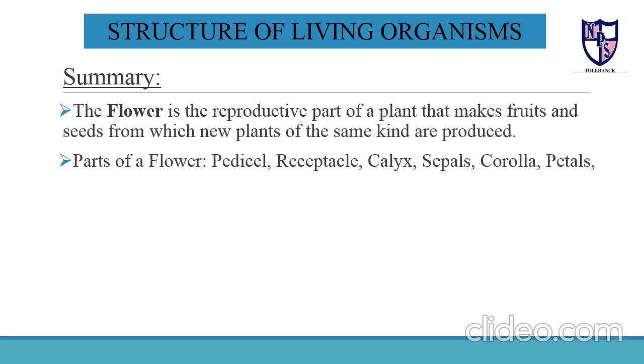Calyx is the outermost whorl and is composed of sepals. Sepals are the small green leaf-like parts which protect the bud. Corolla is the colored part of the flower and is the second whorl from the outside. Petals are brightly colored, scented leaves that lie just above the sepal layer.